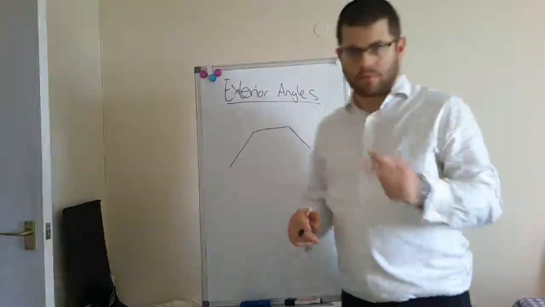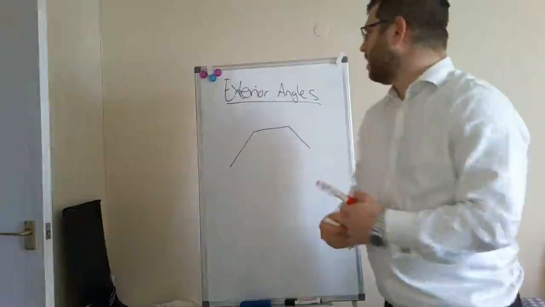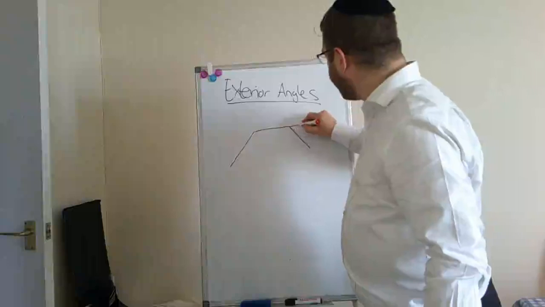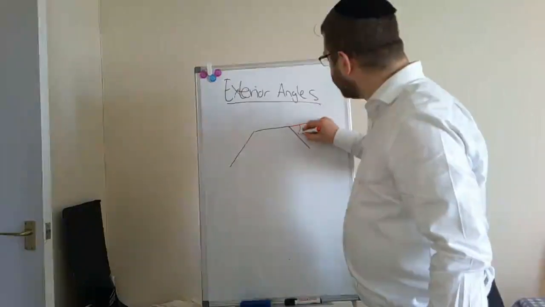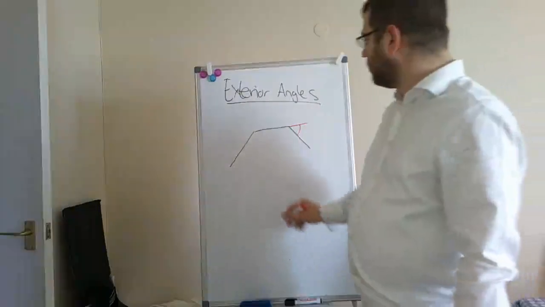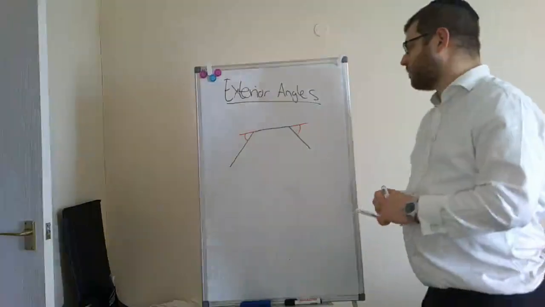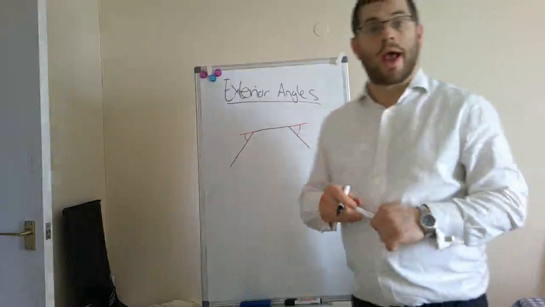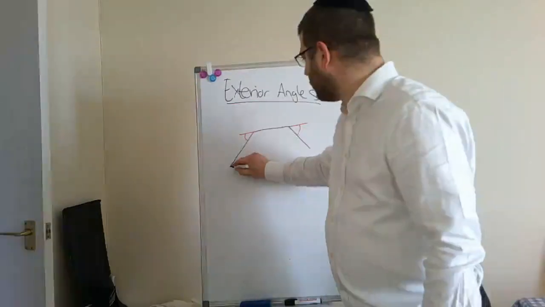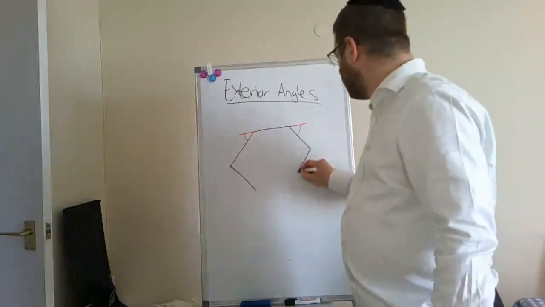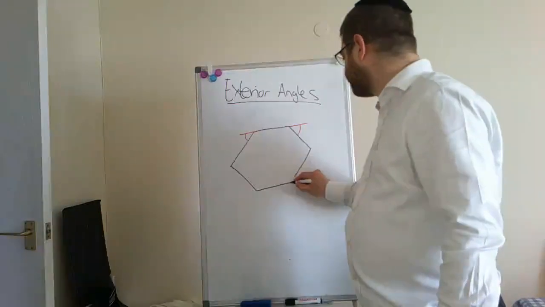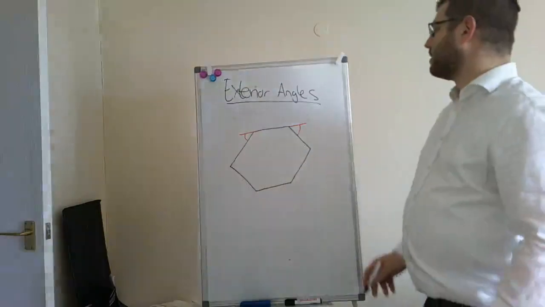So, for example, let's grab another colour. So if I extend this side here, then the angle made with the original polygon, that's an exterior angle. Okay, similarly over here, etc. Now let's turn this into a hexagon. So what I'll do is I'll put a line over there, a line over there, and a line over there.